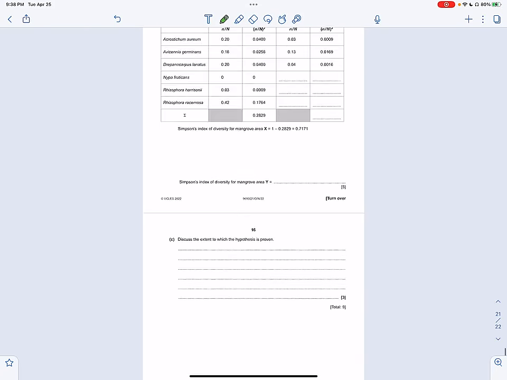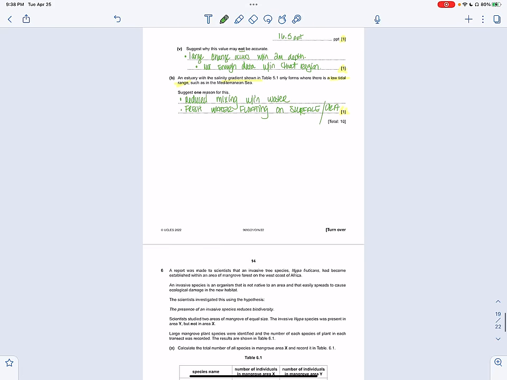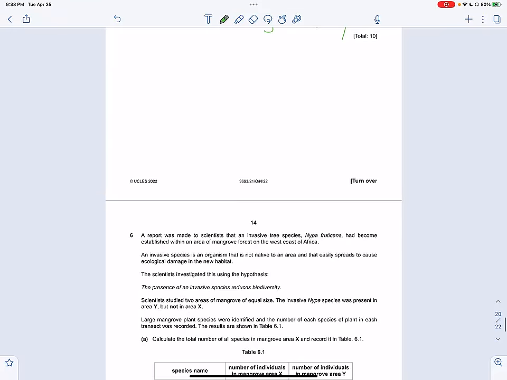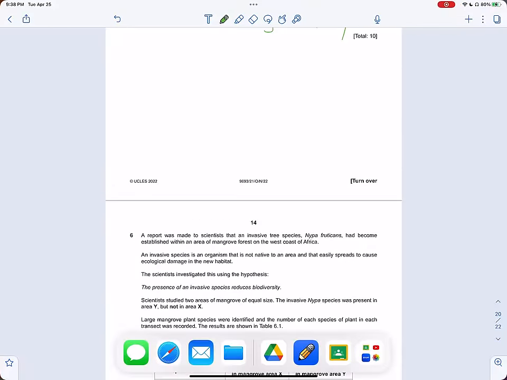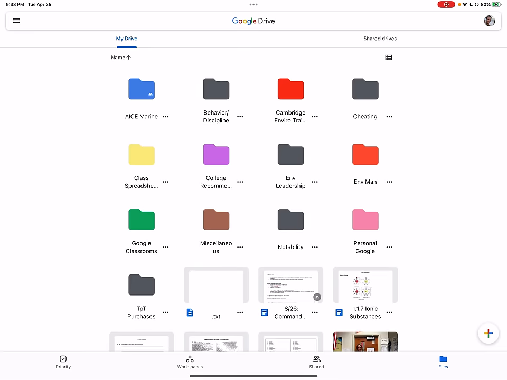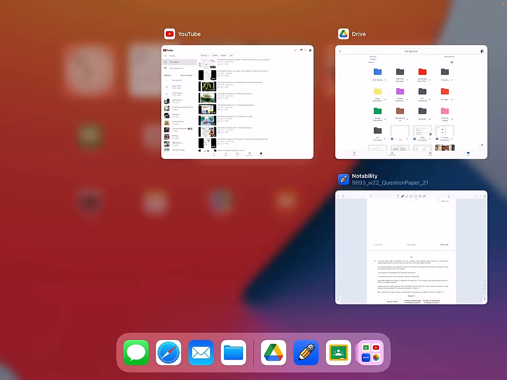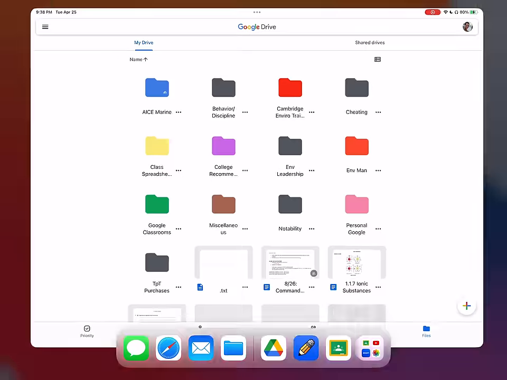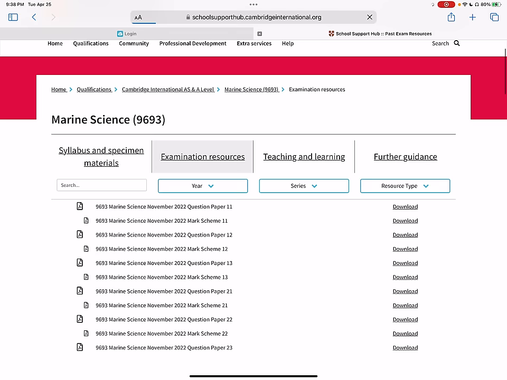All right, the last one. And so for this question, I actually have this. Let's see if I can pull it up. Same thing, I literally just did it.